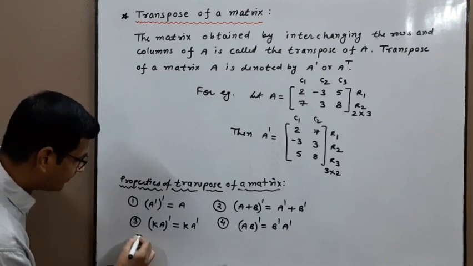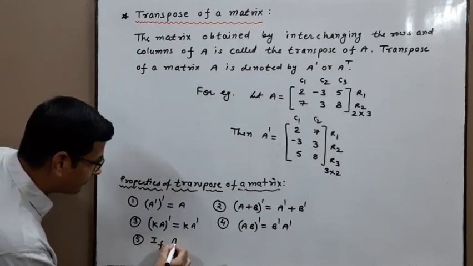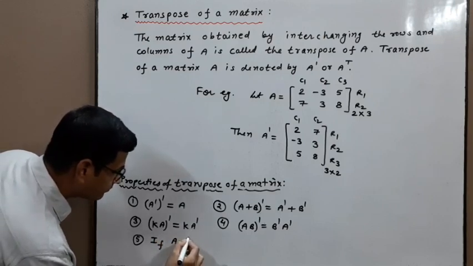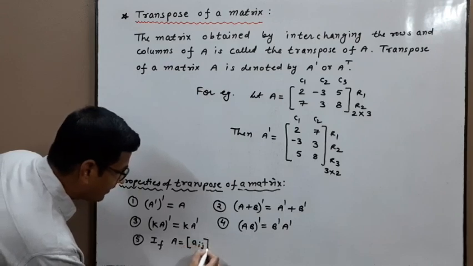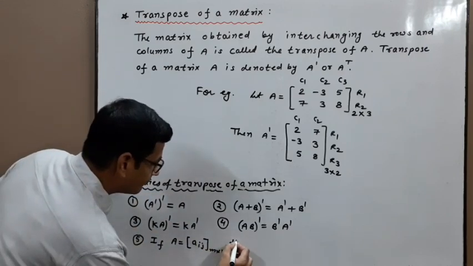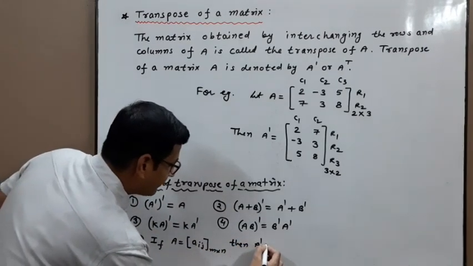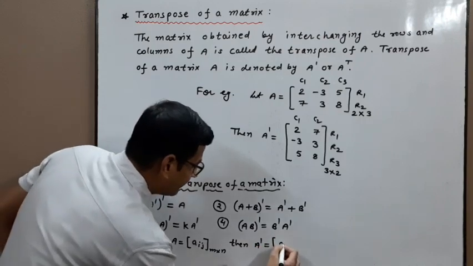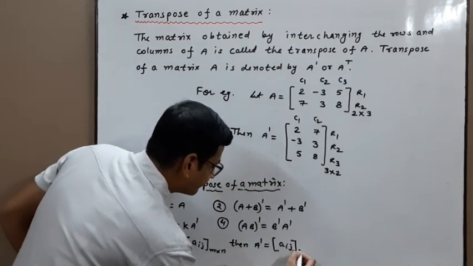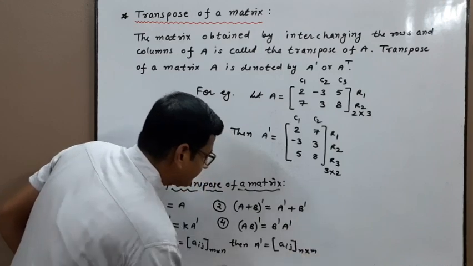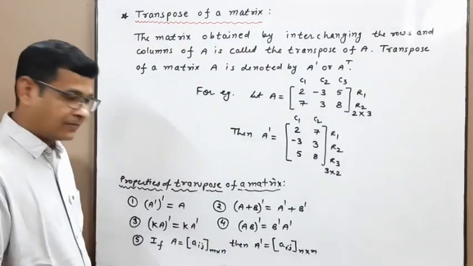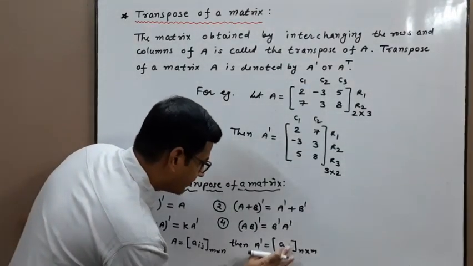And fifth one, if A is a matrix of element Aij and M cross N, then transpose of A is a matrix of element Aji and order N cross M.